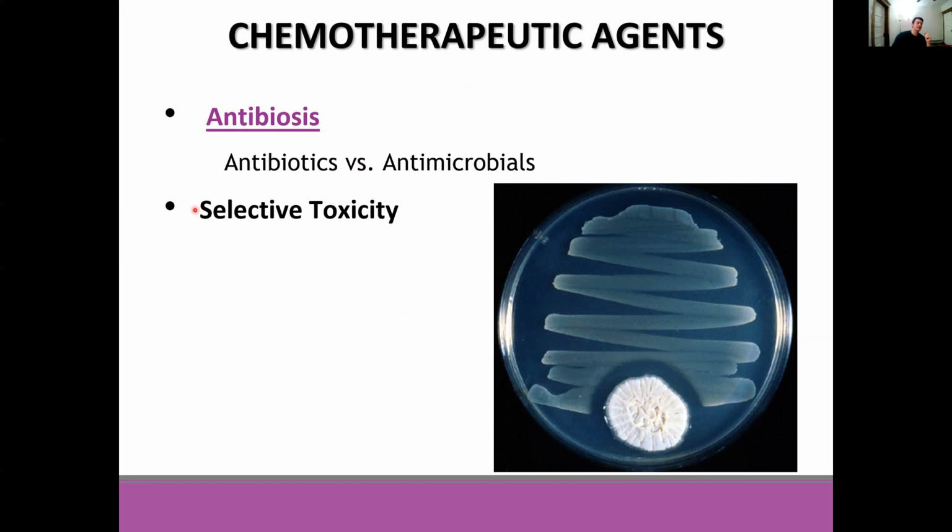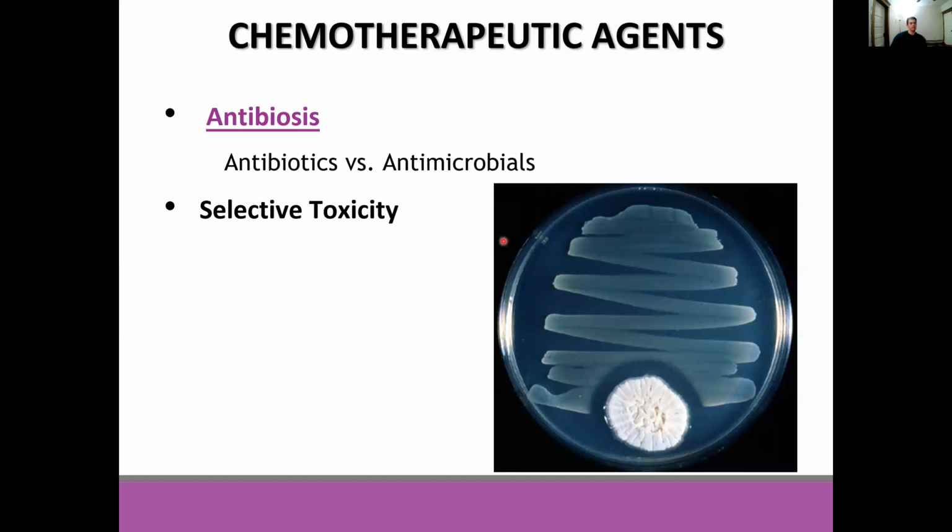And then we move on to selective toxicity. Remember that we just said that these chemotherapeutic agents are more selective than the previous chemical and physical methods we discussed. Essentially that boils down to the selective toxicity. Antibiotics and antimicrobials are specific for targeting microbial cells without harming the host cells. Remember, most of these substances are produced by other microbes, so they won't harm all microbes. Differences between prokaryotic and eukaryotic cells play an important role in the selectivity of these chemotherapeutic agents.